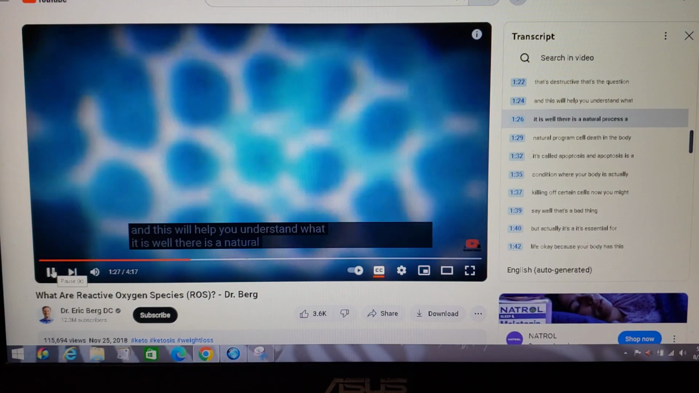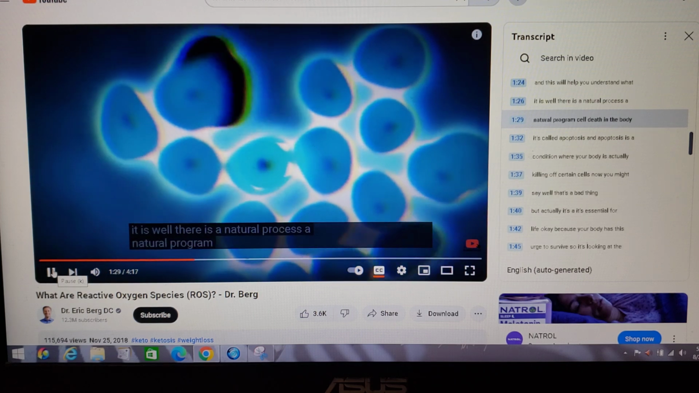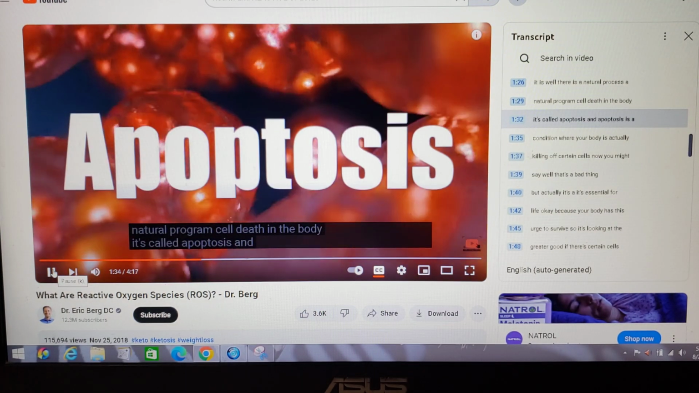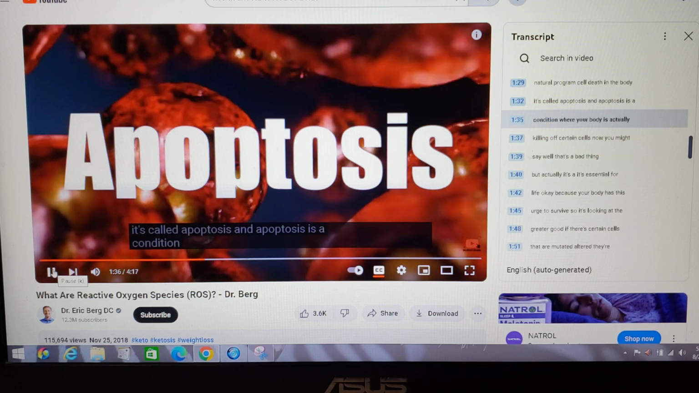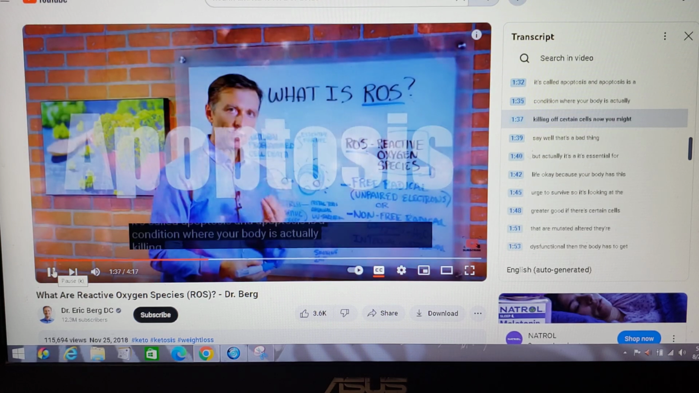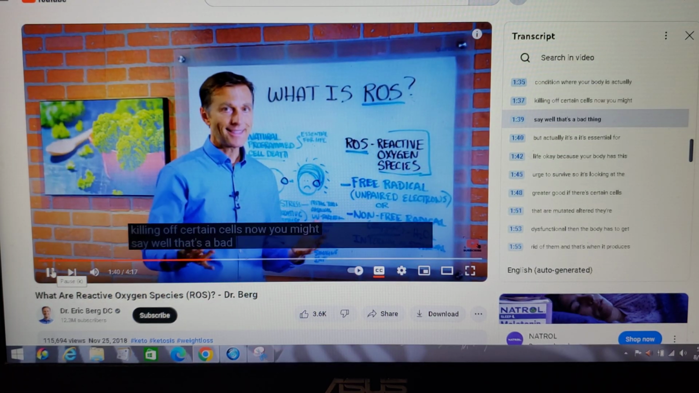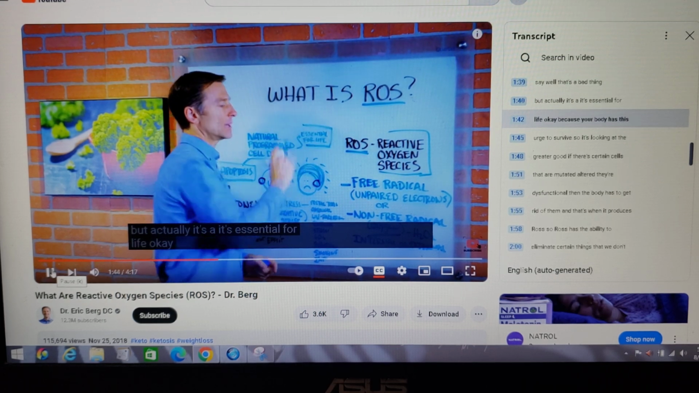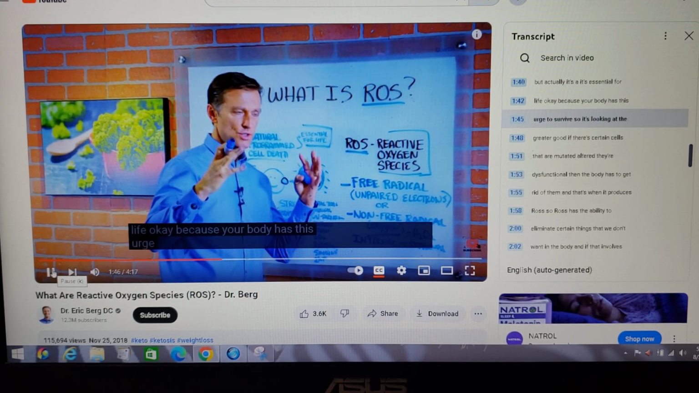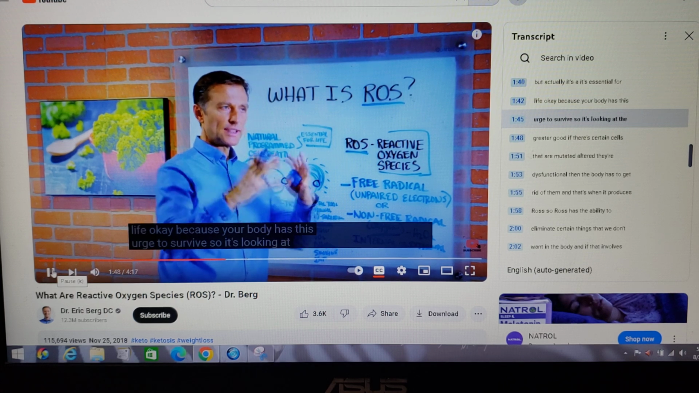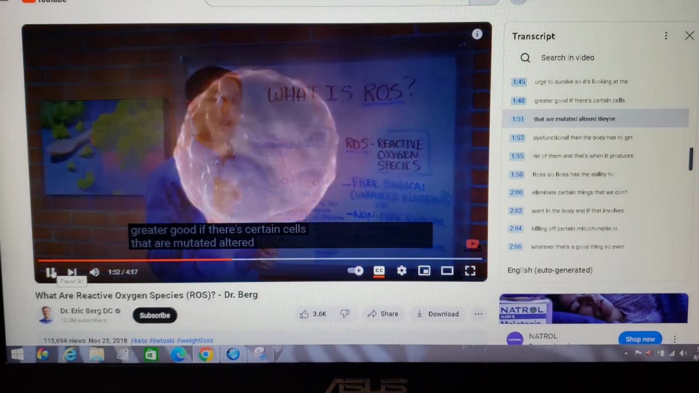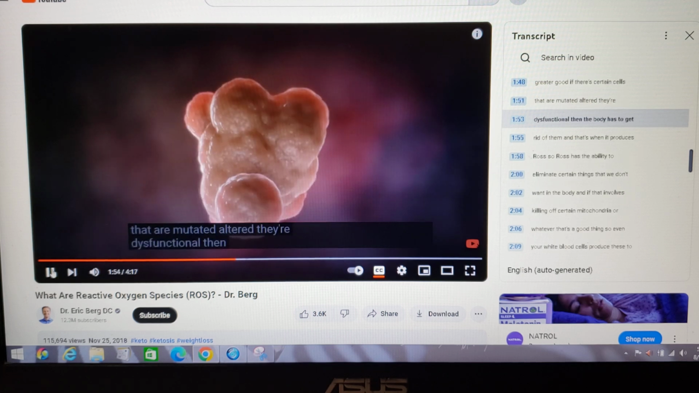Well, there is a natural process, a natural programmed cell death in the body. It's called apoptosis. And apoptosis is a condition where your body is actually killing off certain cells. Now, you might say, well, that's a bad thing, but actually, it's essential for life, okay? Because your body has this urge to survive, so it's looking at the greater good. If there's certain cells that are mutated, altered, they're dysfunctional.